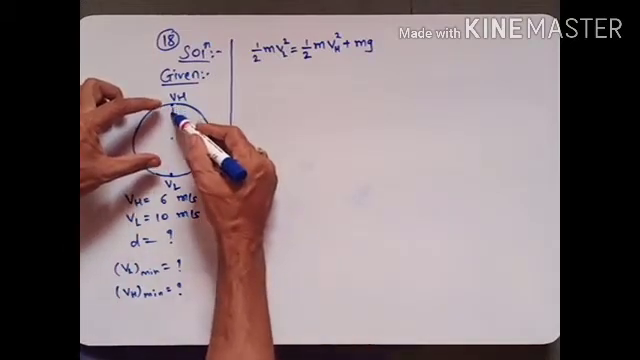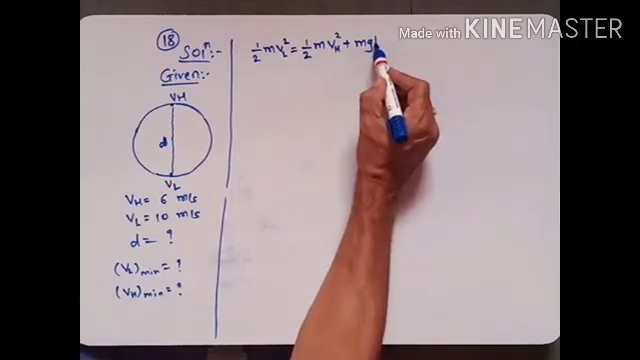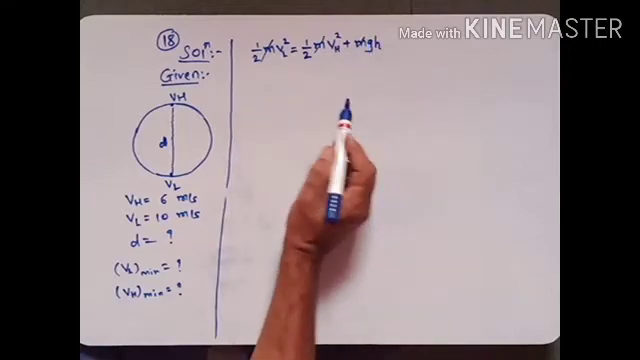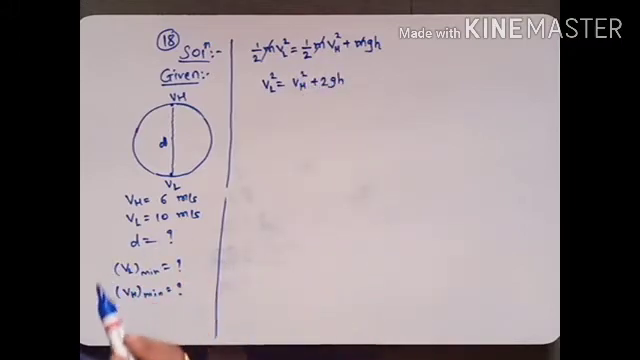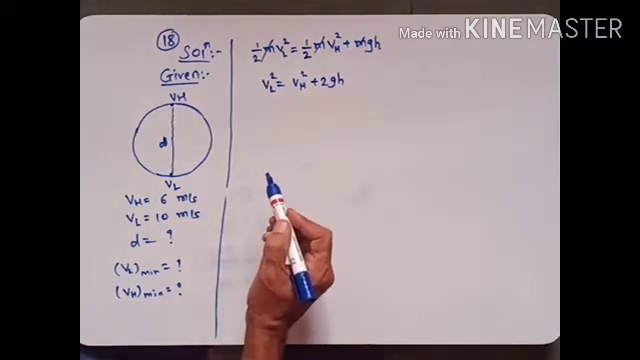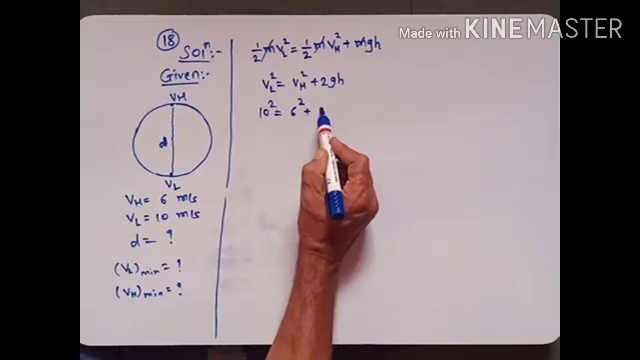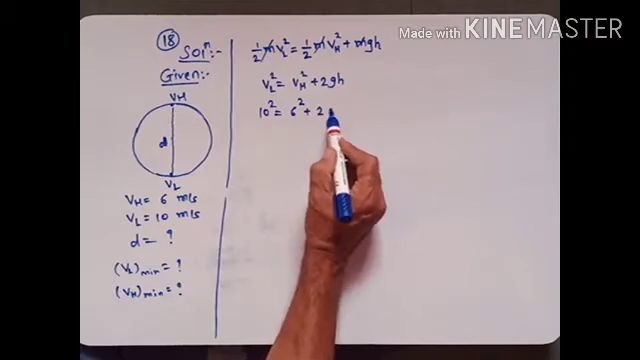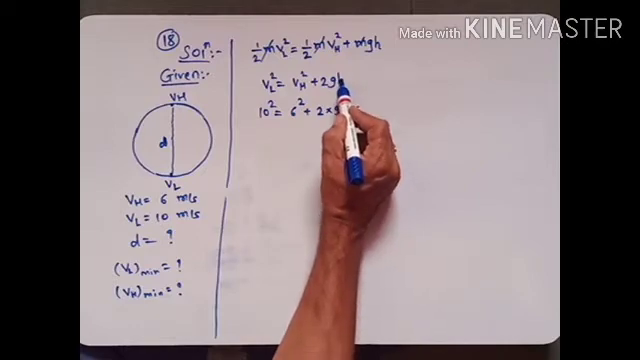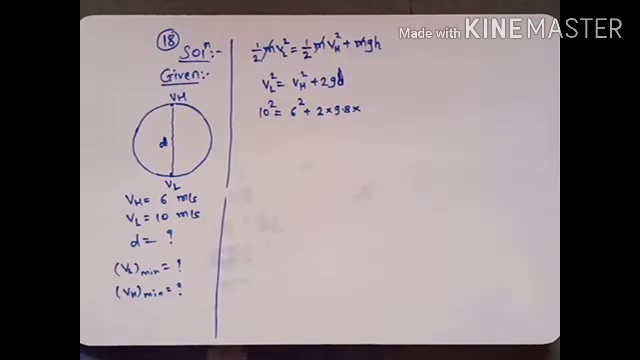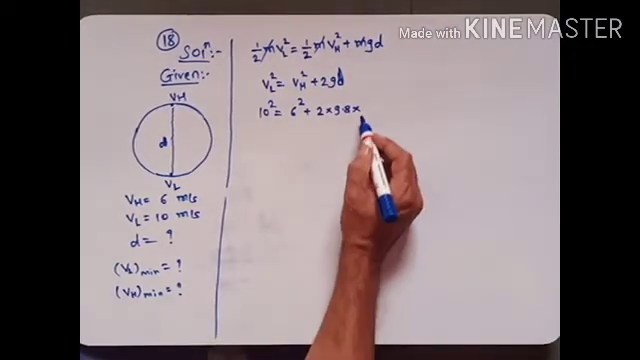This diameter d is the height. Therefore I will write it as mgh. Here you see m gets cancelled. We multiply by 2. Then VL square is equal to VH square plus 2gh. Now here we will put the values. That is, VL means 10 square, VH means 6 square plus 2 into 9.8 into h, where h means the diameter. I will correct it here also, and write the diameter d directly.